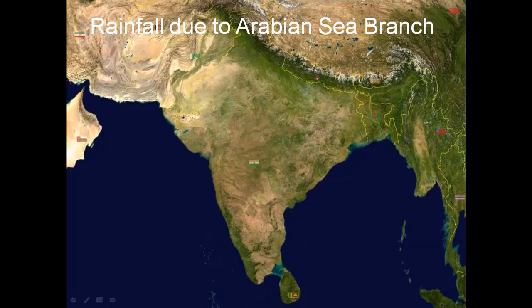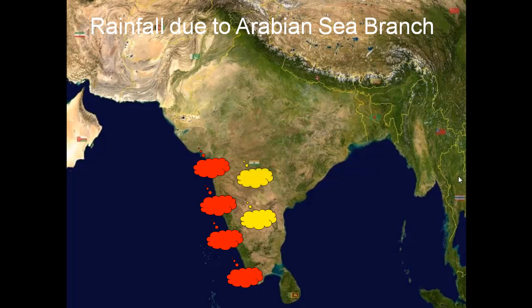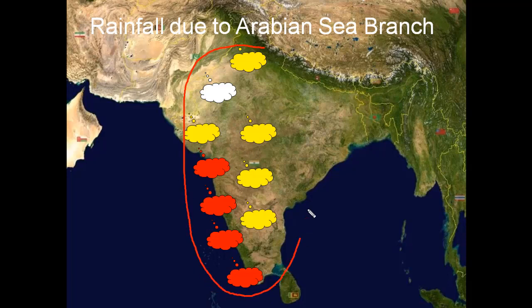Rainfall due to the Arabian Sea branch we'll see with the help of animation. The red color represents the heavy rainfall regions. This is on the windward side of the Western Ghats, and the yellow color represents the moderate rainfall regions, and the white color represents the less rainfall regions. In this manner, the monsoon winds pick up the moisture and enter into India. This particular branch that brings rainfall is called the Arabian Sea branch.